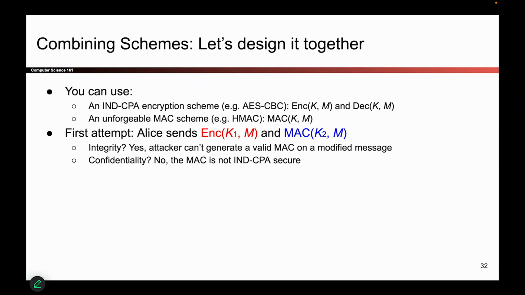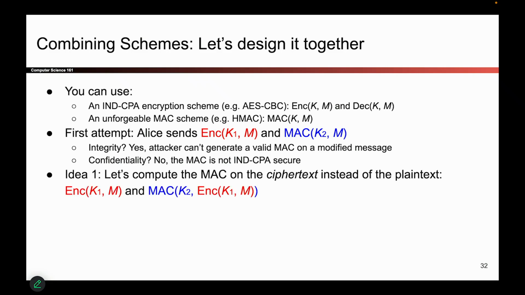So we actually have to be more careful in the way that we combine the two schemes that we are given. So another idea that we could use to combine these schemes is, instead of computing the MAC on the plaintext M, because this leaks information about M, what if we plug in the ciphertext here? So now when you send a message, you encrypt it, and instead of computing the MAC on the plaintext, you compute the MAC on that value in red, the ciphertext.